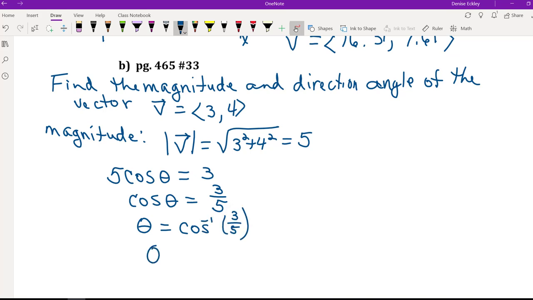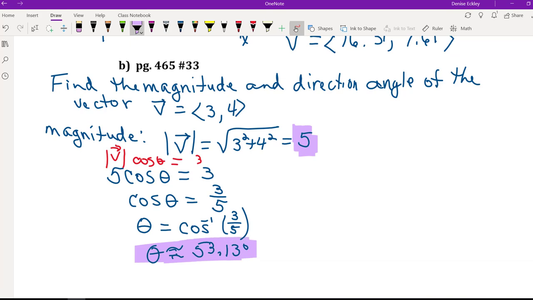So working backwards, theta is going to be inverse cosine of 3 over 5. So theta is going to be approximately 53.13 degrees. We can do that because here's our magnitude of v, and the cosine of our direction angle has to equal our component. So that's where we got that from. So we have our two answers here: we have our magnitude and we have our direction angle.